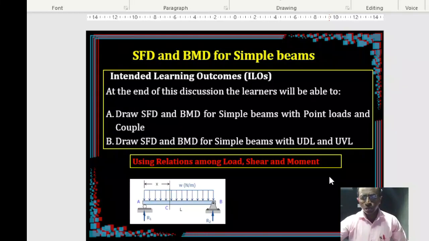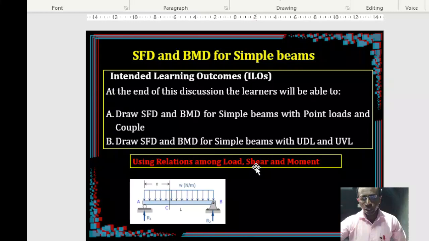There was a topic which I had discussed in one of my previous discussions, about the relation between the load, shear, and bending moment. There is also another way to construct the bending moment and shear force diagram, which is called the method of sections, that I have discussed in some other session. Now let us just review the main points of that relationship between the load, shear, and bending moment.